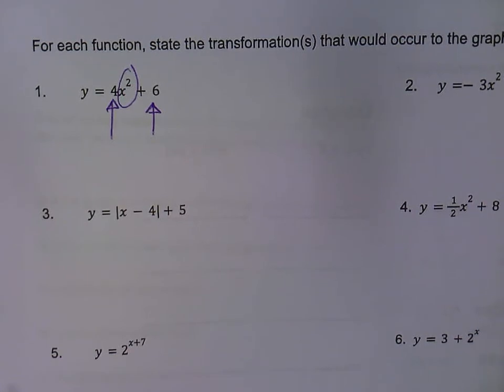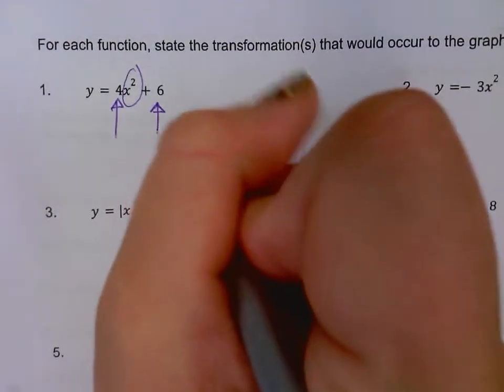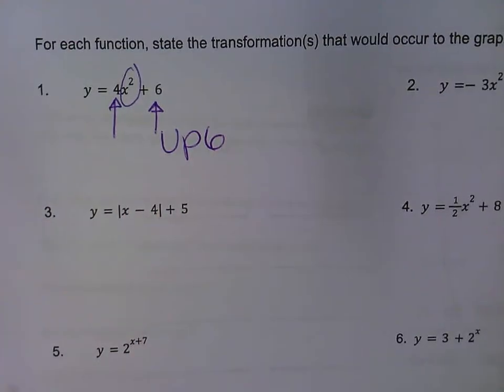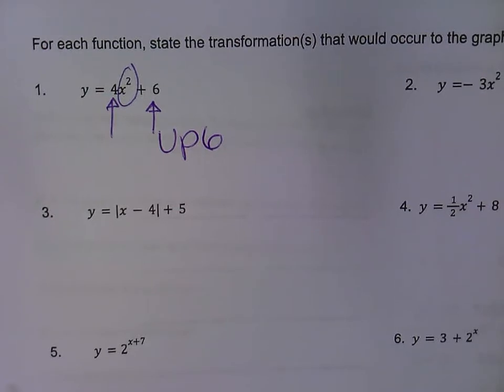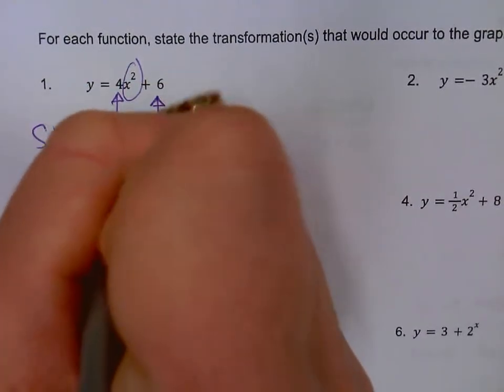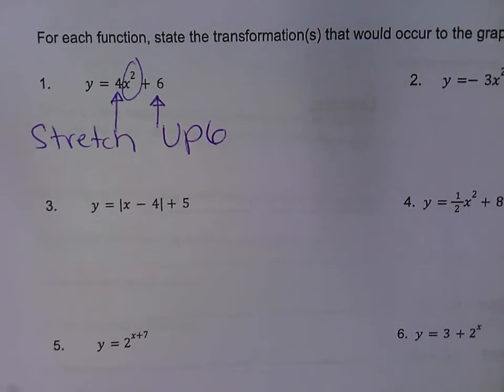All right, so give me the two things for number 1. Up 6, I heard someone say. What does the 4 do in front of it? When I change the number, that's one of these two things. Is it making it steeper, stretched, or less steep? Stretched. So let's just write stretch or shrink. Okay, let's do number 2 together.